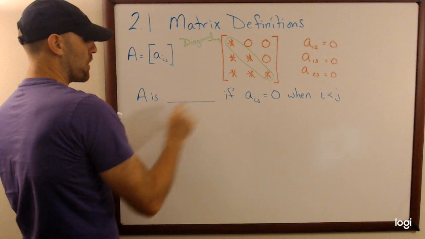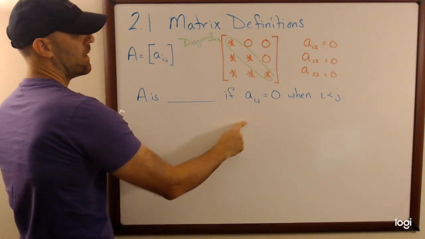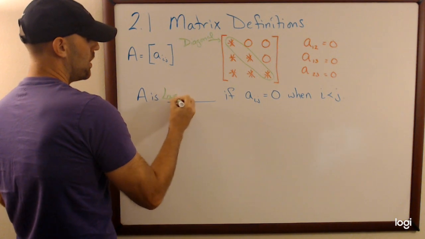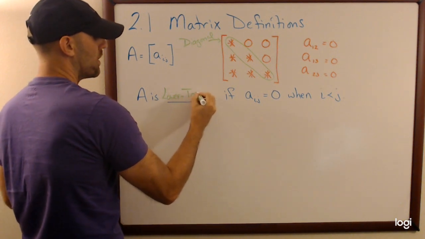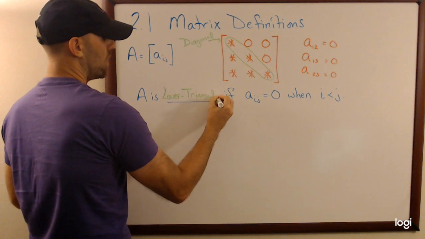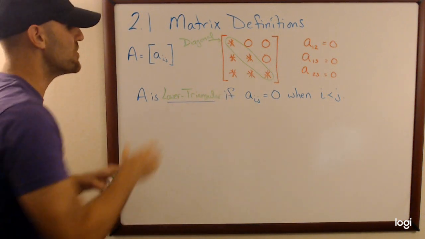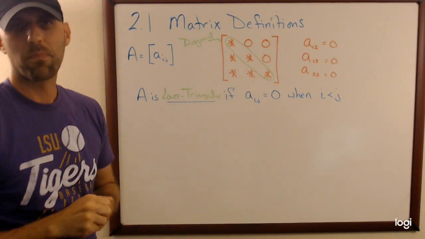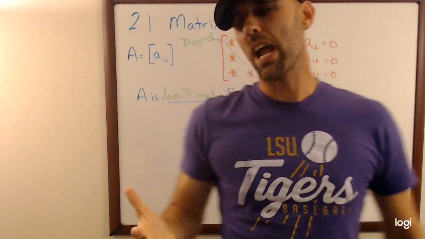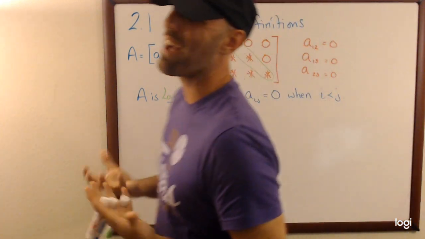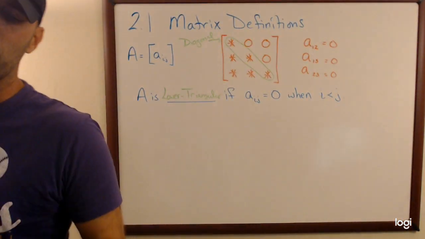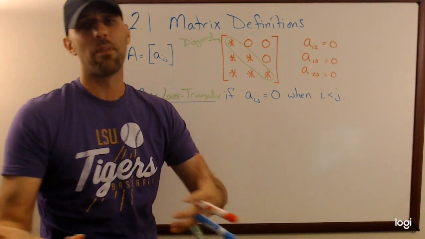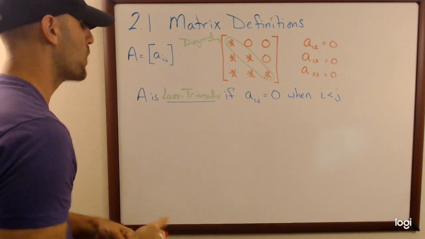This type of matrix right here is called lower triangular. Note that everything that's not in the lower triangle has to be 0, right? So this is a lower triangular matrix because I only have non-zero data, I only have useful data in the lower triangle. And you can imagine, of course, we're going to have an upper triangular definition as well.